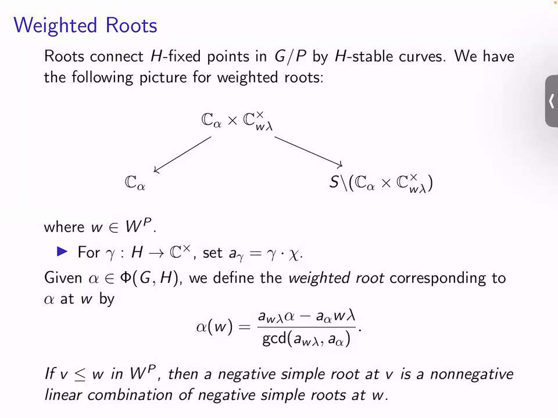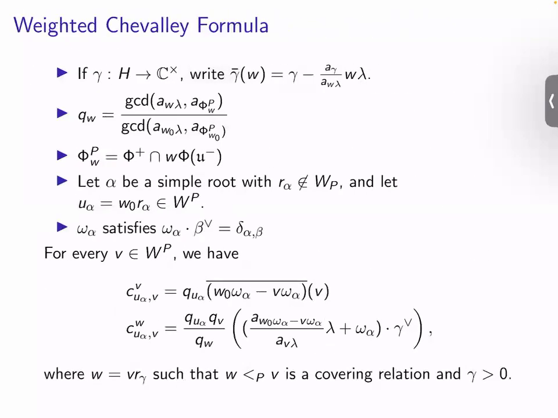It's kind of fun playing around with these things at different W's. So if V is less than or equal to W, then a negative simple root at V is a non-negative linear combination of negative simple roots at W. So if you have a positivity statement at a smaller element, you can replace it with a weaker statement, getting a positivity statement at a larger element, which explains the Abe Matsumura results from ours.